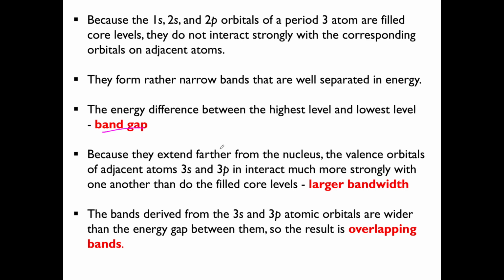Okay, this is what we are talking about, the 3s and also the 3p. The valence orbitals of the adjacent atoms interact much more strongly with one another than do the filled core levels, so it will form a larger bandwidth. And the bands here derived from the 3s and 3p atomic orbitals are wider than the energy gap between them, so the result is what we call overlapping bands.